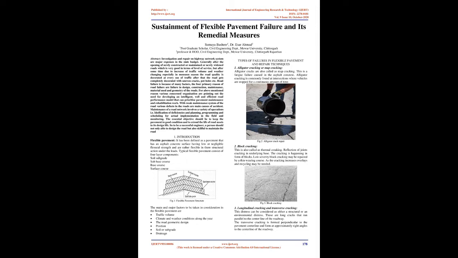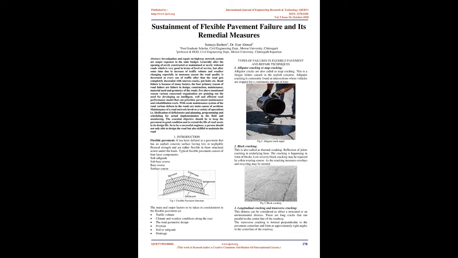1. Introduction: flexible pavement. It has been defined as a pavement that has an asphalt concrete surface having low or negligible flexural strength and is rather flexible in its structural action under the loads. A typical flexible pavement consists of four layer components: soil, subgrade, sub-base course, surface course.